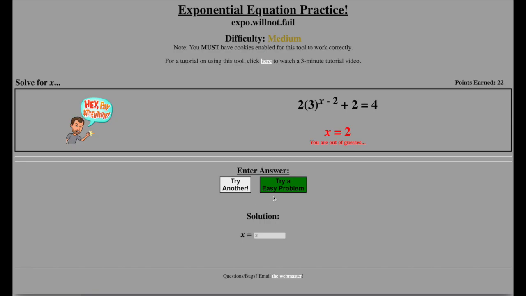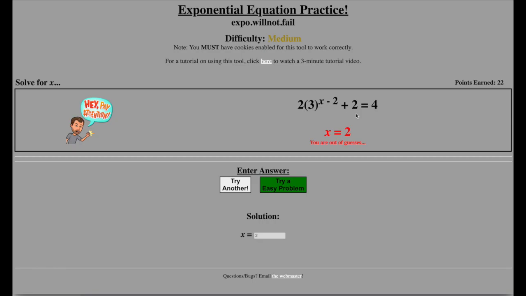Well, first, I would have to subtract 2 from both sides. And I get it's equal to 2. Then I would have to divide by 2, and I would get 3 to the x minus 2 equals 1. And 3 to the 0 is equal to 1. So therefore, x minus 2 equals 0, so x equals 2. You can also see that if you plug in 2 on the left and simplify, you end up with 4.